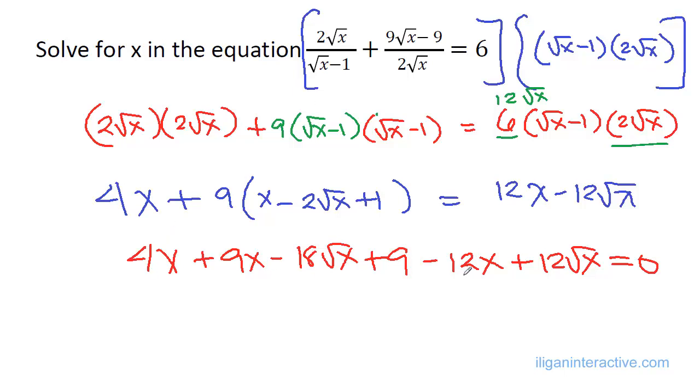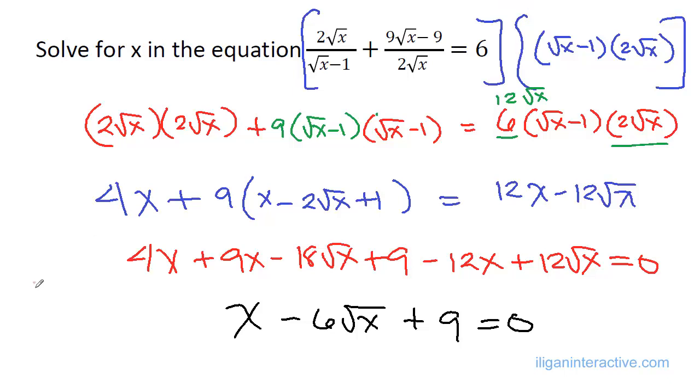4x, 9x, and the negative 12x. 4 plus 9 is 13, minus 12 is x. And how about this? Negative 18 square root of x plus 12 will be a negative 6 square root of x, right? Plus 9 equal to 0. So what do you think is the next step? This looks like a quadratic to me, right? We need to solve this using a quadratic form.